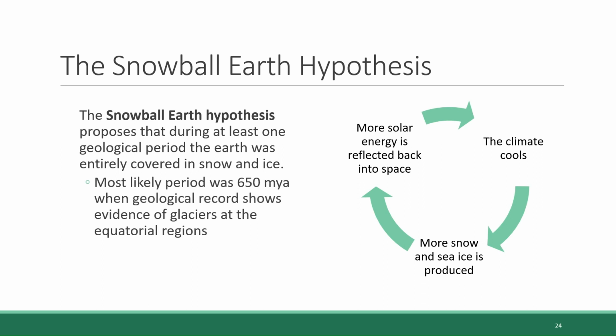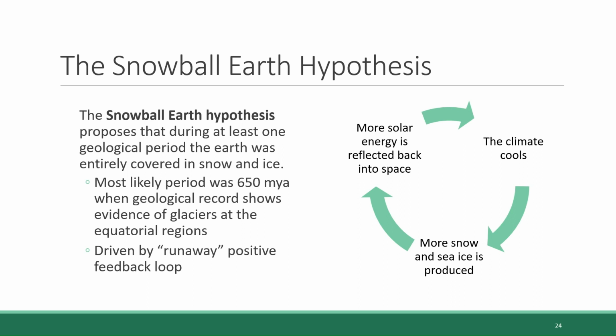The most likely period when this occurred was 650 million years ago, because the geological record during this period shows evidence of there being glaciers at the equatorial regions of the Earth. And the emergence of the snowball Earth would have been brought about by a runaway positive feedback loop of a cooler climate leading to a higher albedo, leading to a cooler climate, leading to a higher albedo, and so on until the whole Earth was ice and snow.